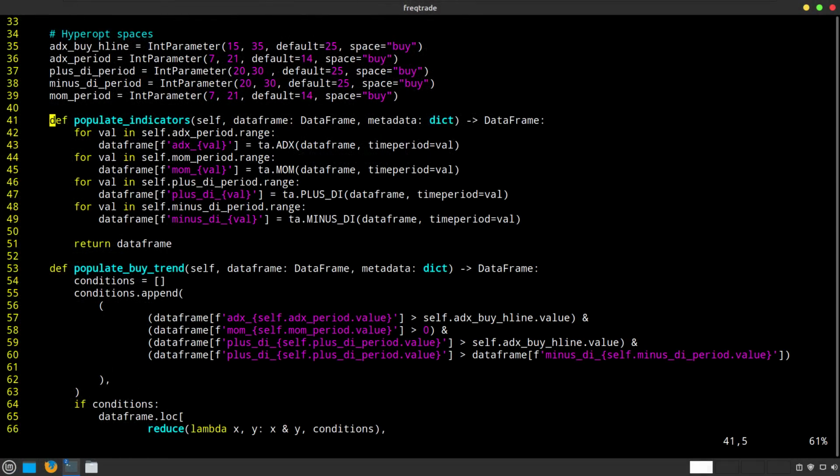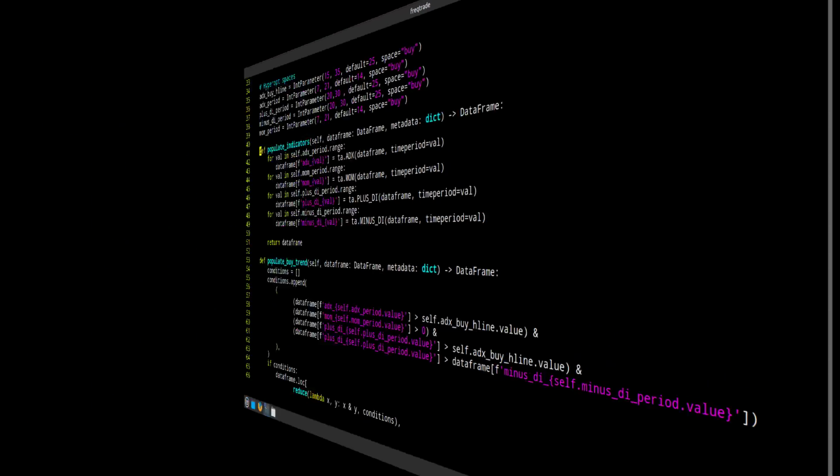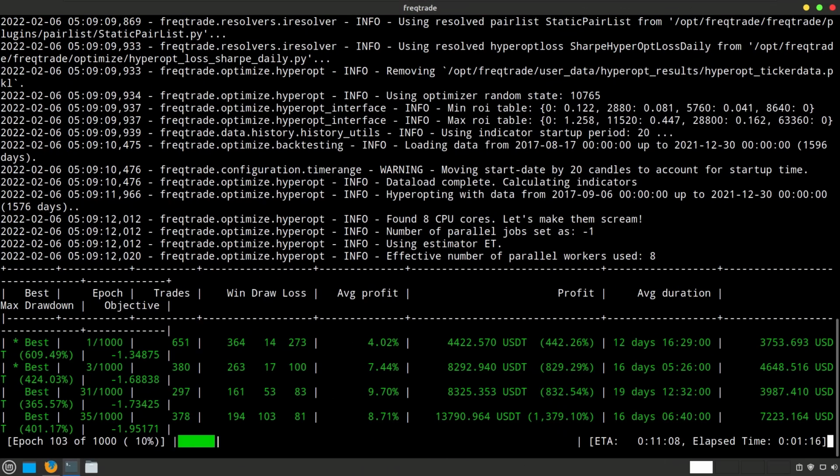For this, I have created a specific strategy hyperopt file where I'll be searching for the ideal ADX and momentum period. I will leave that hyperopt file on my blog and you can find the link in the description below for that. So now let's see what I can do with hyperparameter optimization.